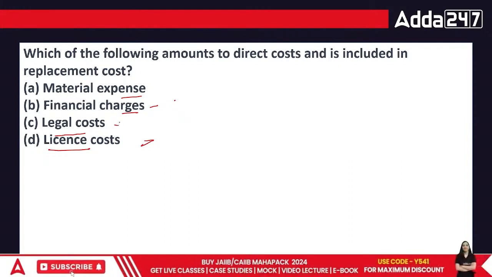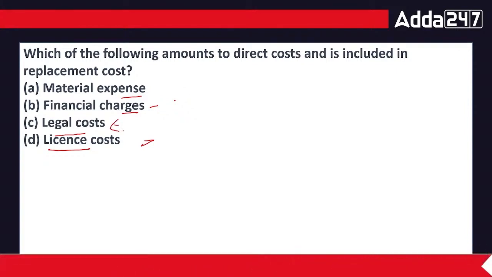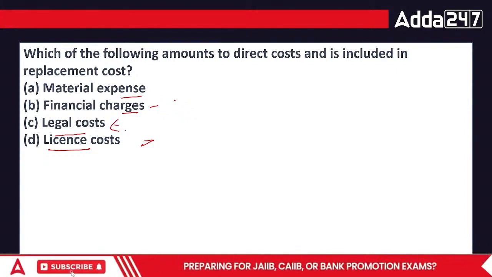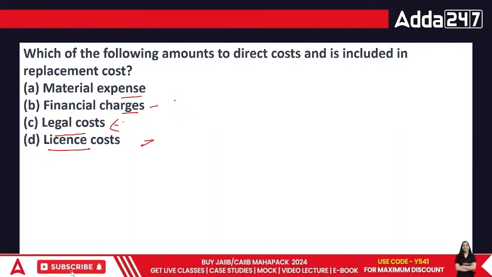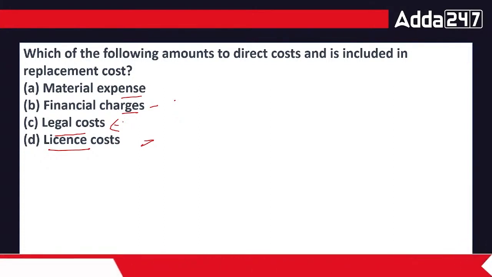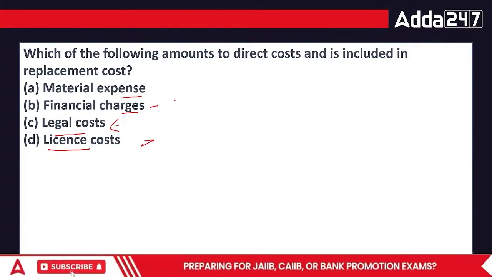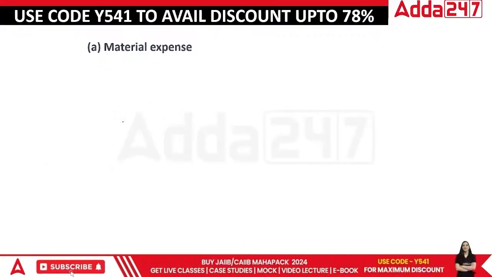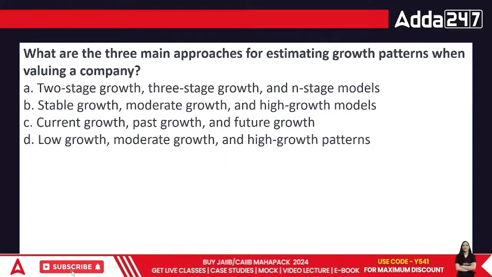Then we have the legal cost. Legal cost is not included again. Again, this is a regular day-to-day expense which you have to do because you have people to cater. And then license cost is also the same. So I will go for just the material cost. Either way you use any kind of working, this would be the answer ultimately.